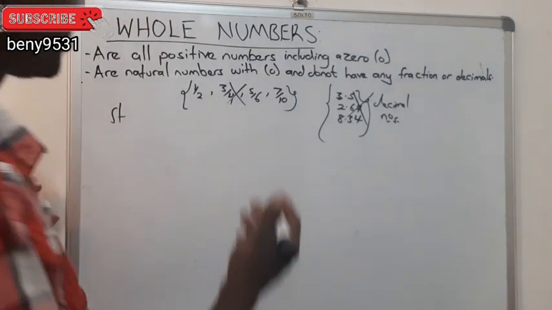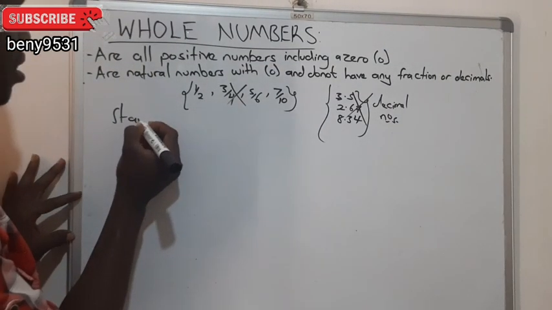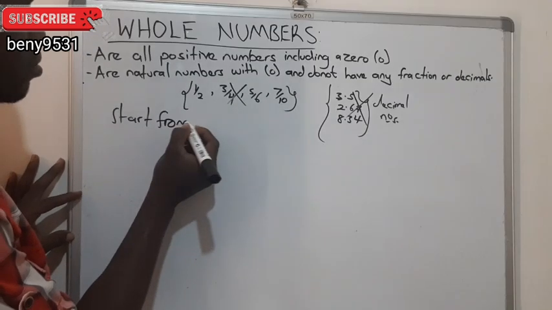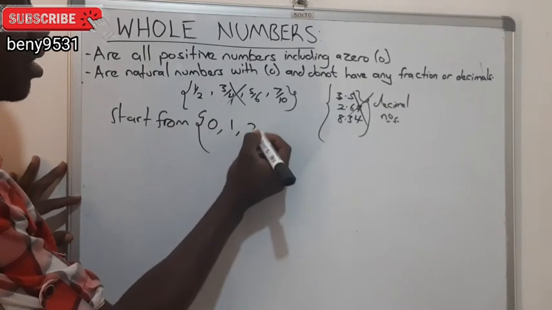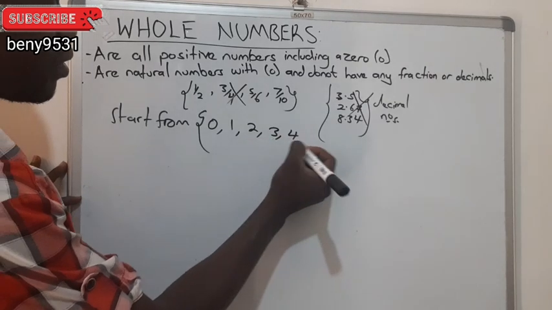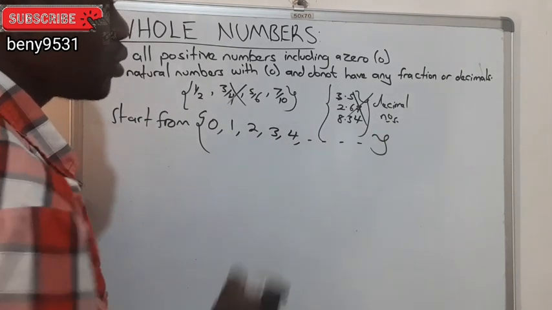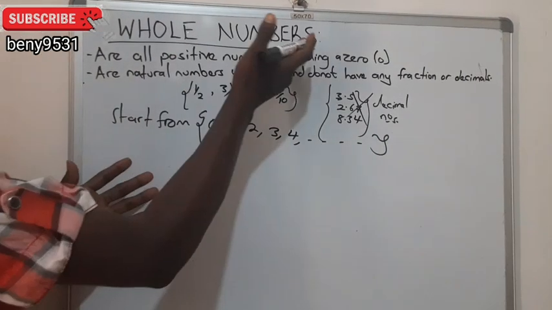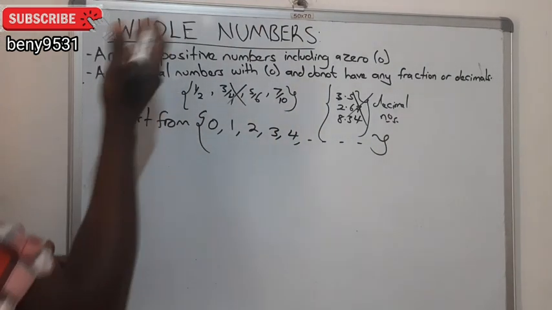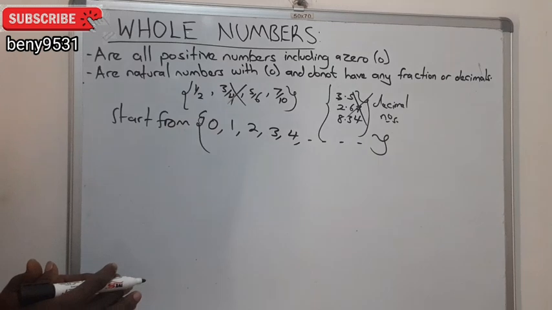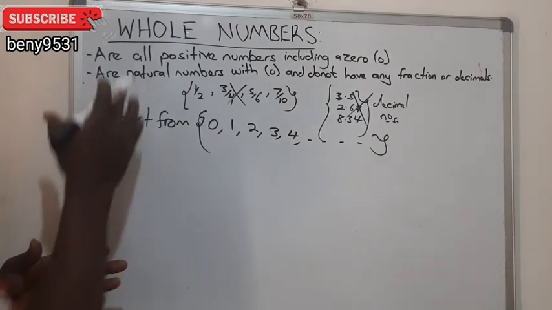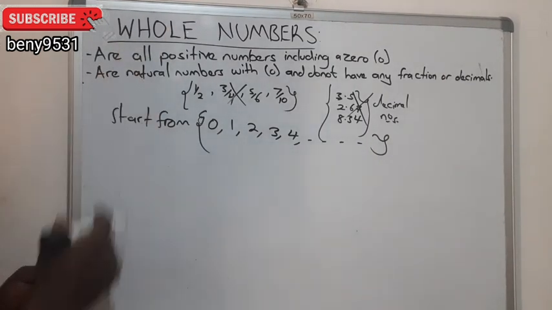In other words, when we're writing whole numbers, we start from 0, 1, 2, 3, 4, and so on up to infinity. So all positive numbers are whole numbers. When you're counting whole numbers, you start from 0. Are we together? Implying that all positive numbers are whole numbers.